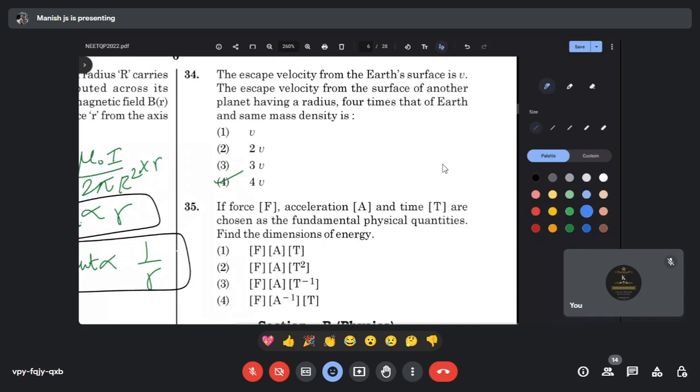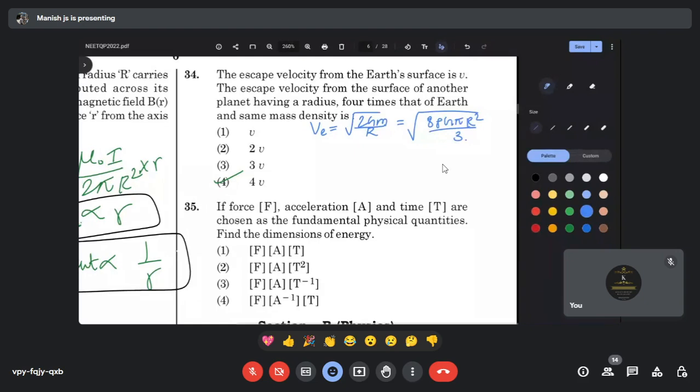Escape velocity relationship: under root of 2GM upon r. So we use that relationship. In 2GM, look at the mass. You represent mass in terms of density and volume, the density-volume relationship. So you would get under root of 4 by 3 pi r cube. Using all that and simplifying, you would get 8 rho G pi r squared upon 3. So this comes. Then you go for relating them.